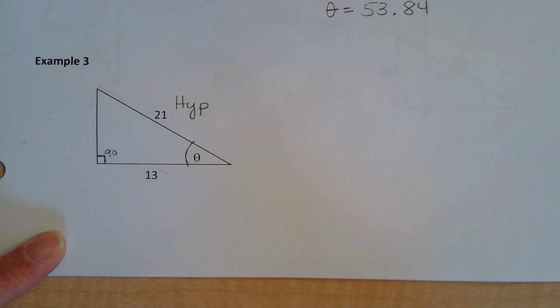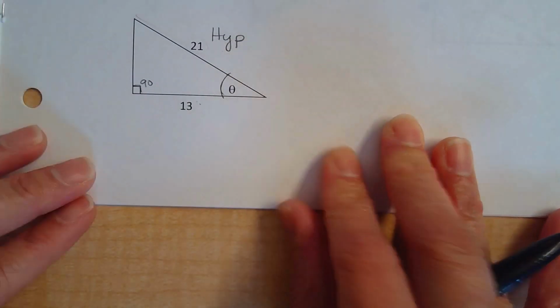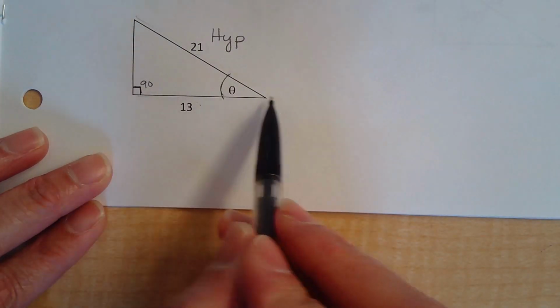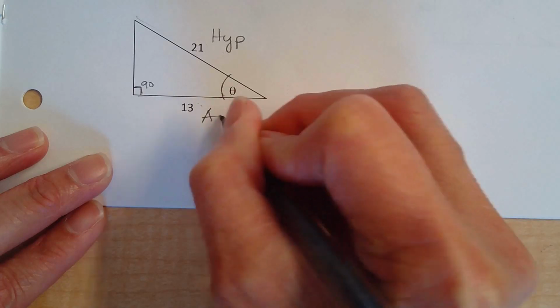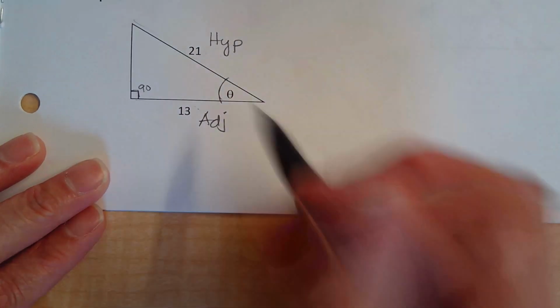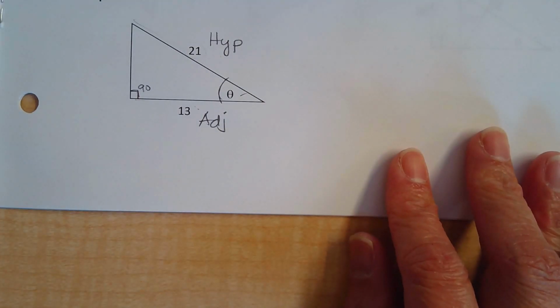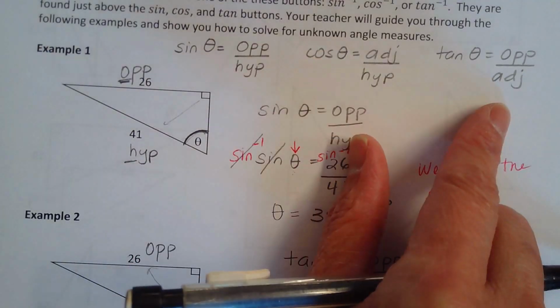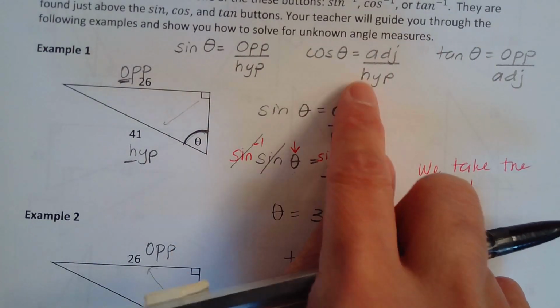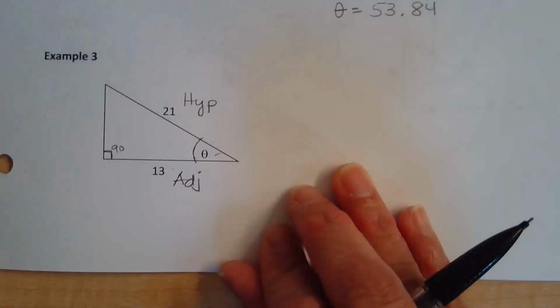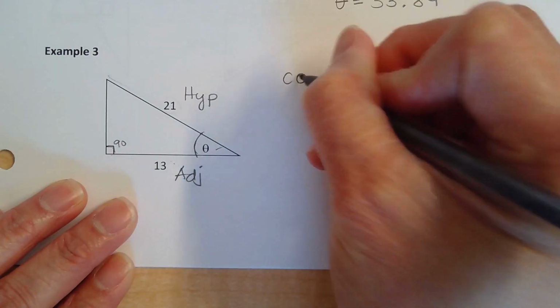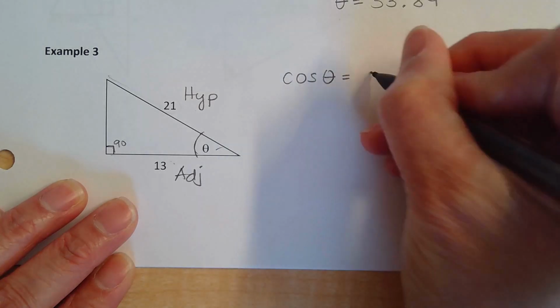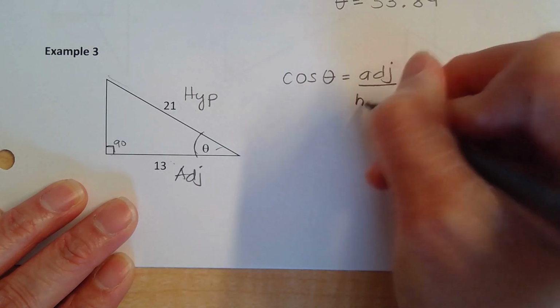Hypotenuse. Very good. You guys have been studying. What do you call the side that is 13? Adjacent. Very good. And then this is our theta. So which trig ratio are we going to use? Cos? Yeah. Because we've got sine, cos, tan. We have adjacent and hypotenuse, so it's going to be cos. Let's write down the formula. Cos theta equals adjacent over hypotenuse.